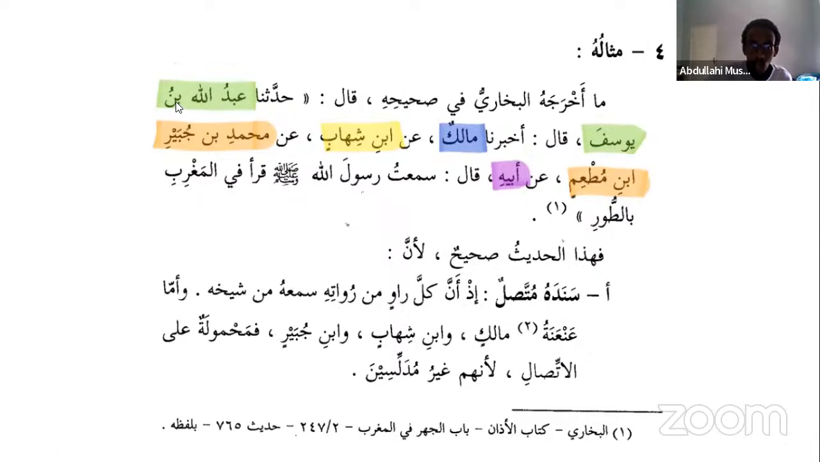So we hear Abdullah bin Yusuf is saying حدثنا. حدثنا means that Imam al-Bukhari is saying we were told, or Abdullah narrated to us, which implies that Imam al-Bukhari had met him physically and heard this particular hadith from him.